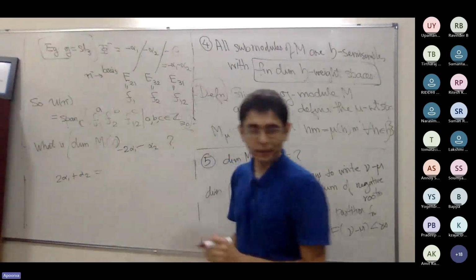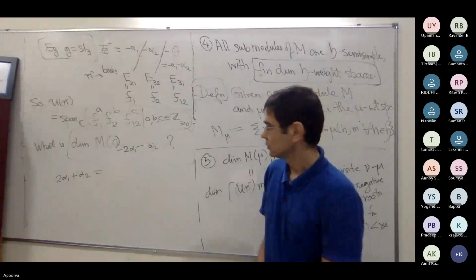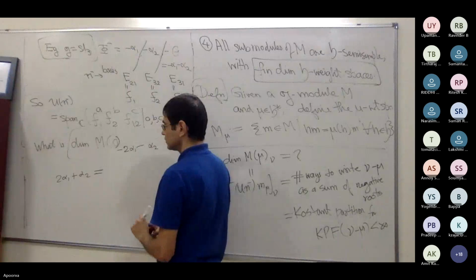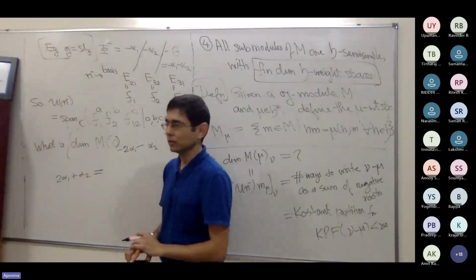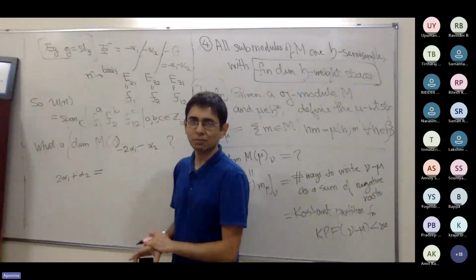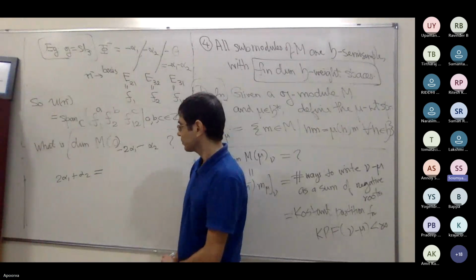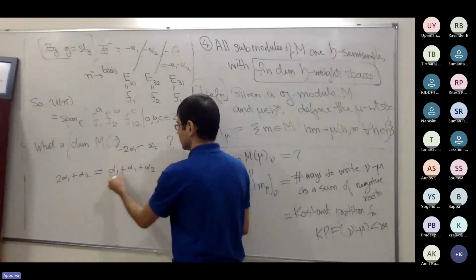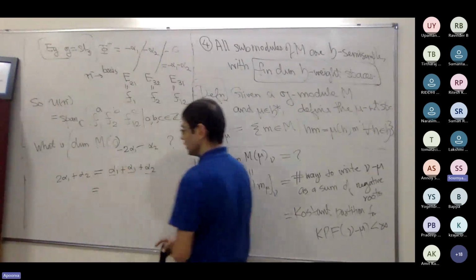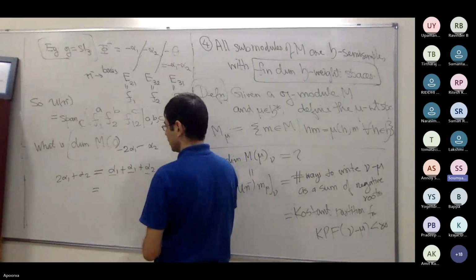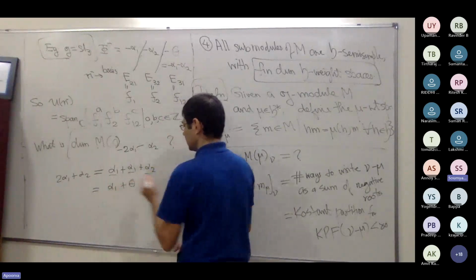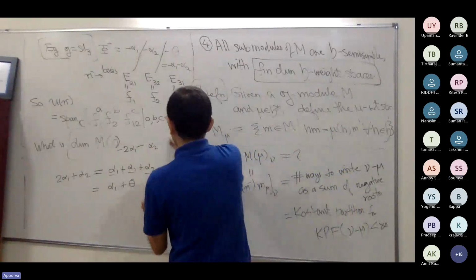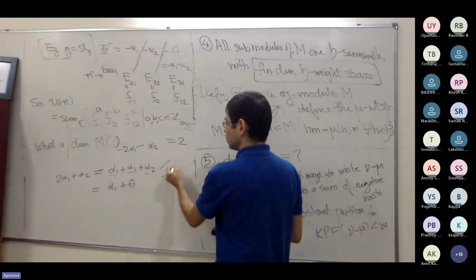Can somebody tell me one way to write it as a sum of positive roots? Anybody? How do you write this as a sum of positive roots? Yeah, alpha 1, alpha 1, then alpha 2. Right? We take individual roots and they're positive. And another way, you can clump alpha 1 plus alpha 2 together. Turns out these are the only ones. So therefore the dimension of this thing is 2, because there are these two ways.